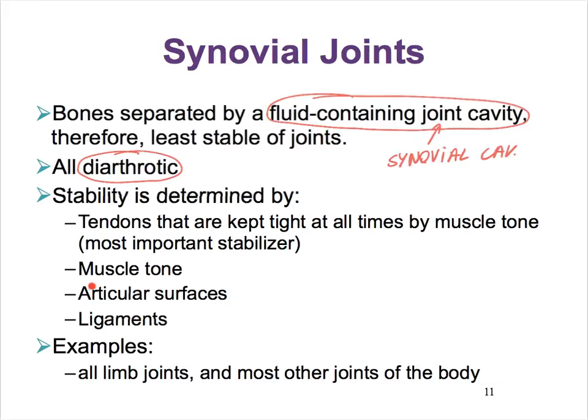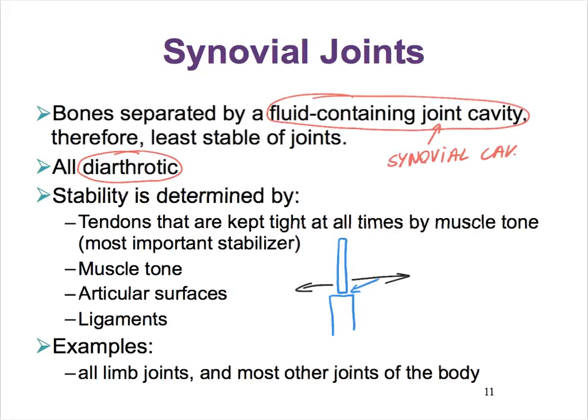Also how well the articular surfaces fit together. So for instance, if you have, let's say, this bone here and this bone here, notice that their surfaces here where they meet, they're two very flat surfaces. So the chances for, let's say, this top bone to possibly slide out of the joint are very high.